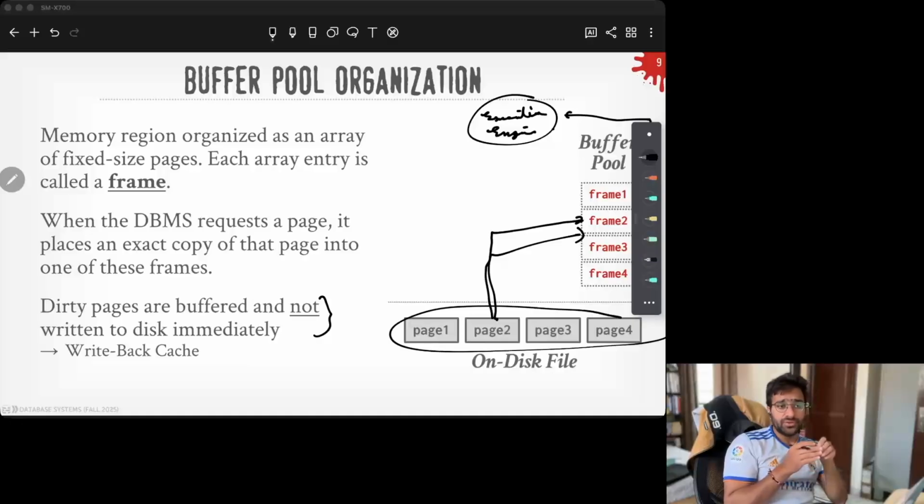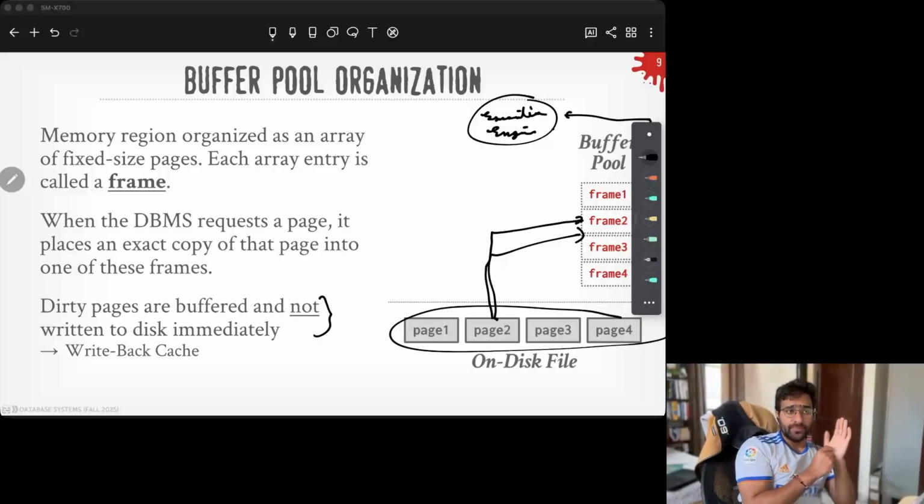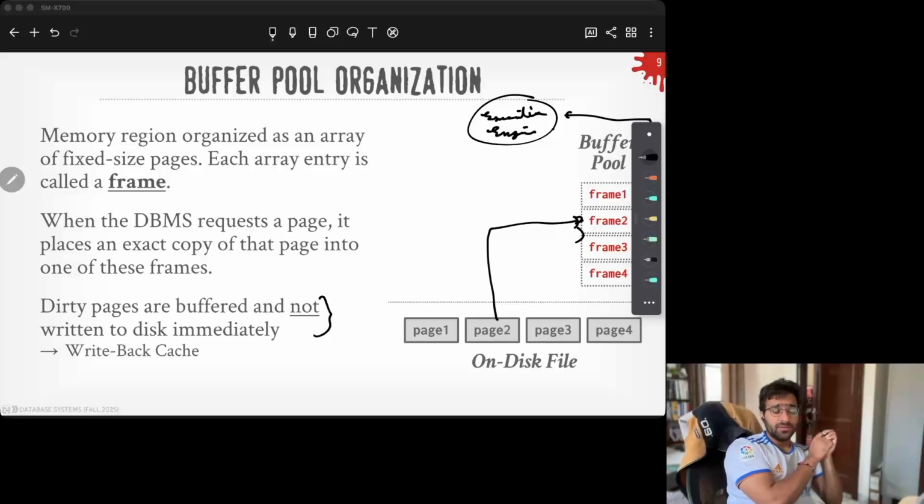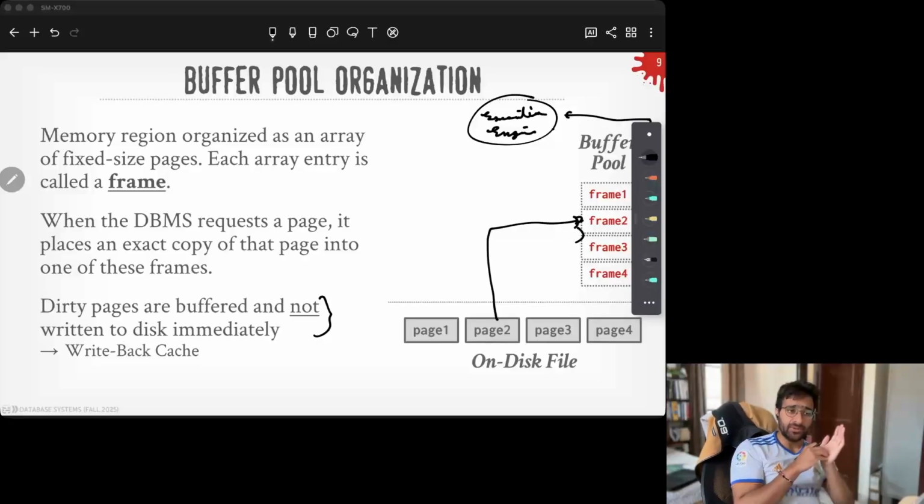But you also have to ensure that nobody is swapping out that page while my execution engine is doing stuff. So assume that my execution engine has requested page 2 and I have brought this page 2 into frame 2. Now I need to make sure that while the execution engine is doing stuff on this page 2, I do not swap it out with some other page. My eviction algorithm does not just evict this page. I need to pin it. That is the official term for specifying that this page is being used in the database system. You pin that particular page, and when the pin count goes to 0, then you know that it is available for eviction.